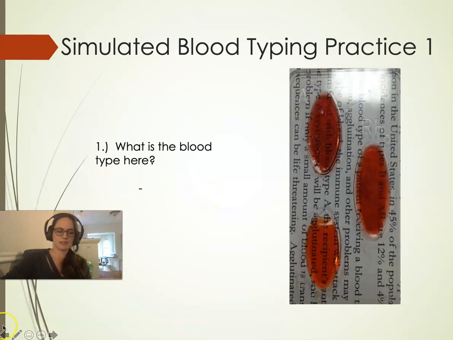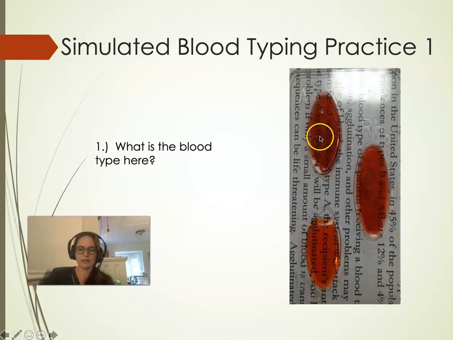You know what? I edited this and I didn't need it. All right, I changed it back. So we agglutinated in the A well. We agglutinated in the RH factor well. We did not agglutinate in the B well. That makes this A positive.